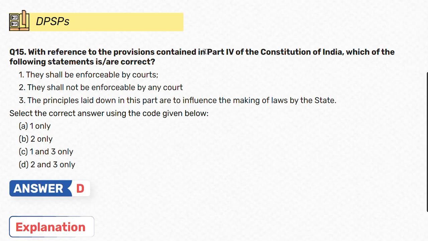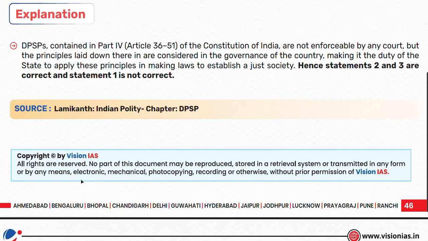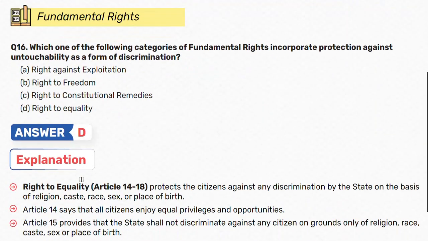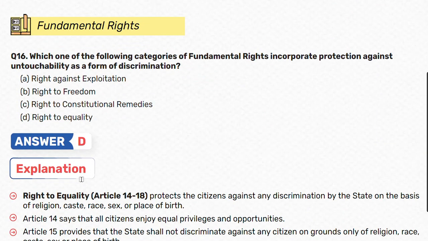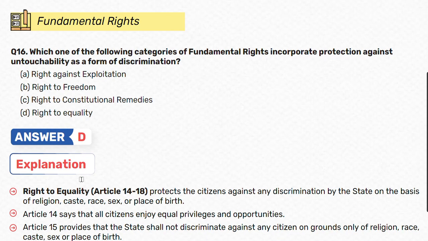So, they're asking about Part 4. This shall be enforceable by courts. Incorrect. They shall not be enforceable by the court. This is correct: the principles laid down in this part are to influence the making of laws by the state. Yes, that is true. So D will be the correct answer. Now, question number 16. Which one of the following categories of fundamental rights is incorporated for protection against untouchability as a form of discrimination? Untouchability, right to equality. D is the correct answer.